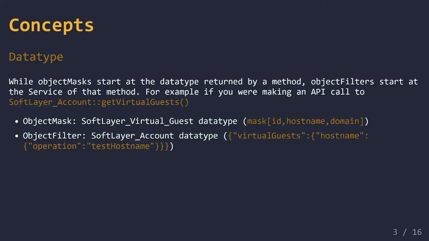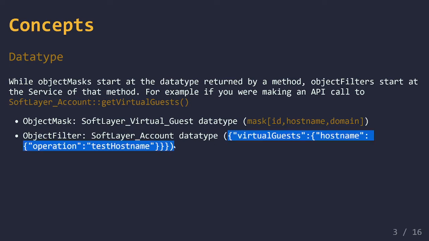So some basic concepts: we have data types. While object masks start at the data type returned by the method, object filters, however, are going to usually start at the service of that method. So for example, if you were going to make an API call request to SoftLayer account get virtual guests, your object mask would be a SoftLayer virtual guest data type. Your object filter would be a SoftLayer account data type.